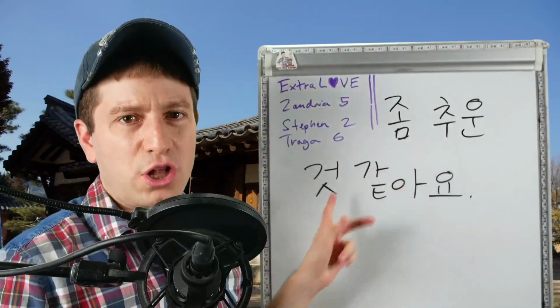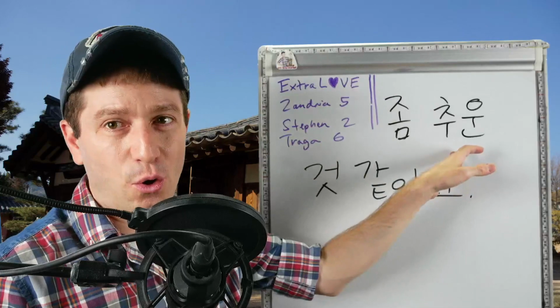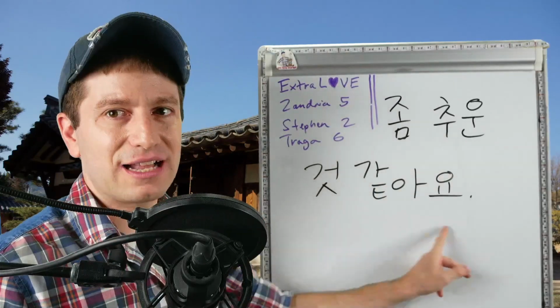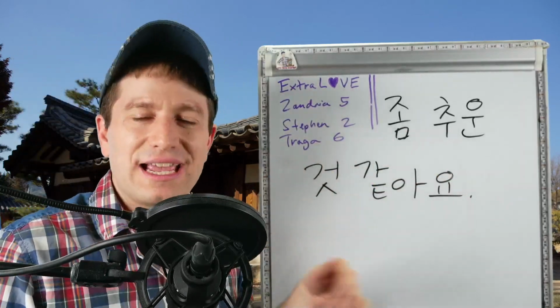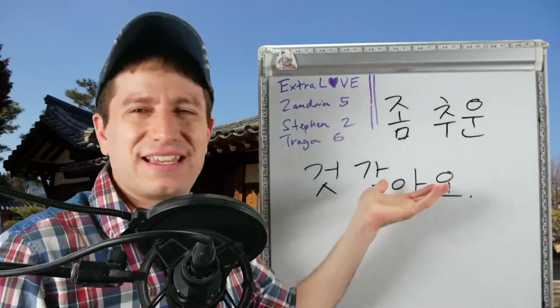좀 추운 것 같아요. 좀, a little bit, a bit. 춥다, cold. 추운, present tense. 추운 것 같아요. Literally, it seems a little cold, but that's how you say I think it's a little cold, is by saying it seems a certain way. It's like it's a little cold.